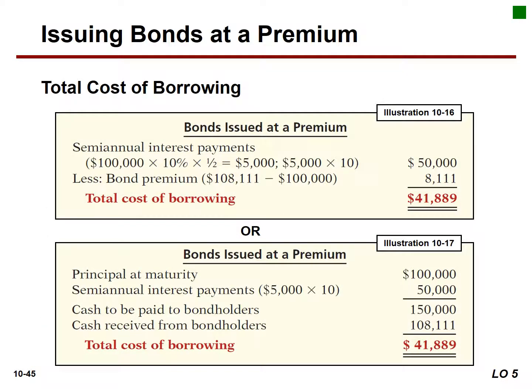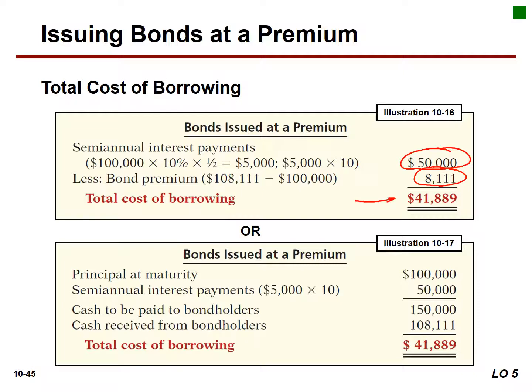And this slide shows our total cost of our borrowing. Again, we're going to be making 10 $5,000 interest payments for a total of $50,000. Subtracting out the premium we received when we issued these bonds of $8,111, the net cost of our borrowing is only $41,889.